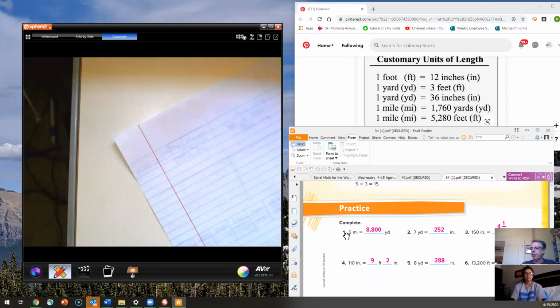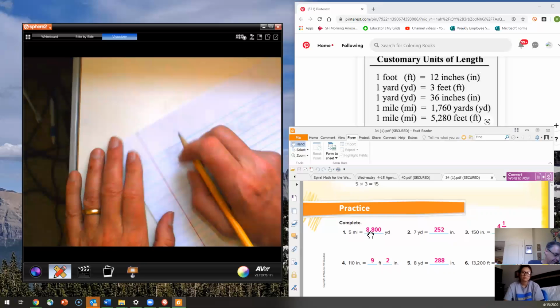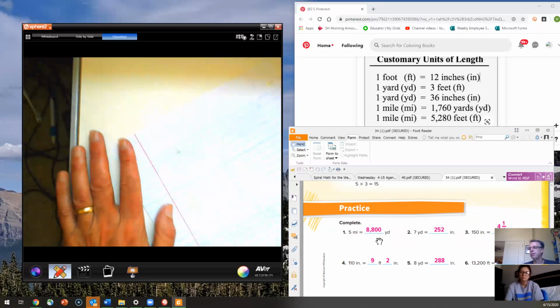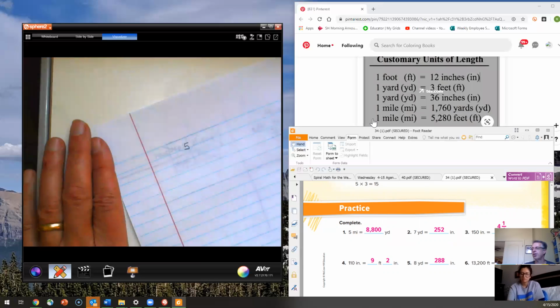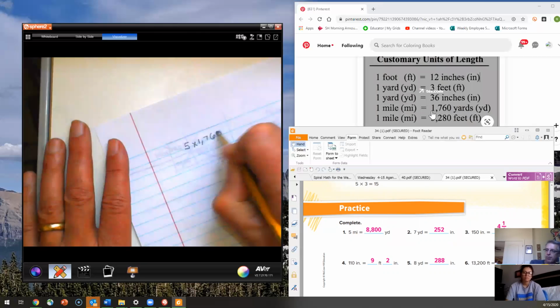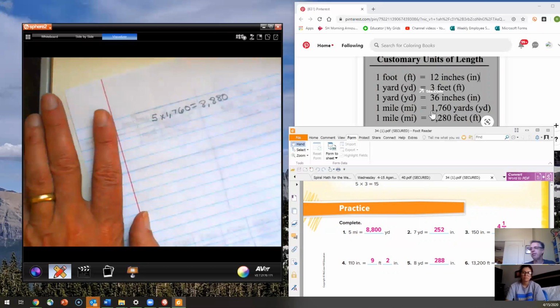So first of all, for number one, we got 5 miles equals 8,880 yards. We did that by taking 5 miles, and because we're going from a bigger unit of measurement to a smaller unit of measurement, we're going to multiply. Looking at my customary units of length chart, 1 mile equals 1,760 yards. So I just multiplied 5 times 1,760 and ended up with 8,880 yards. So that's how I solved the first one.